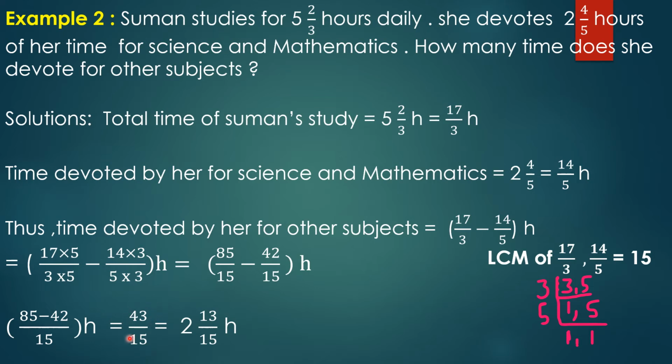So is it possible to say what is 43/15 hours? No. So this has to be converted into a mixed fraction. So this will become 2 13/15. If we cross verify, 15 2s are 30, 30 plus 13, it is 43. So this is nothing but 43/15. Therefore 43/15 is also written as 2 13/15 hours. So this is the time given by Suman for other subjects.